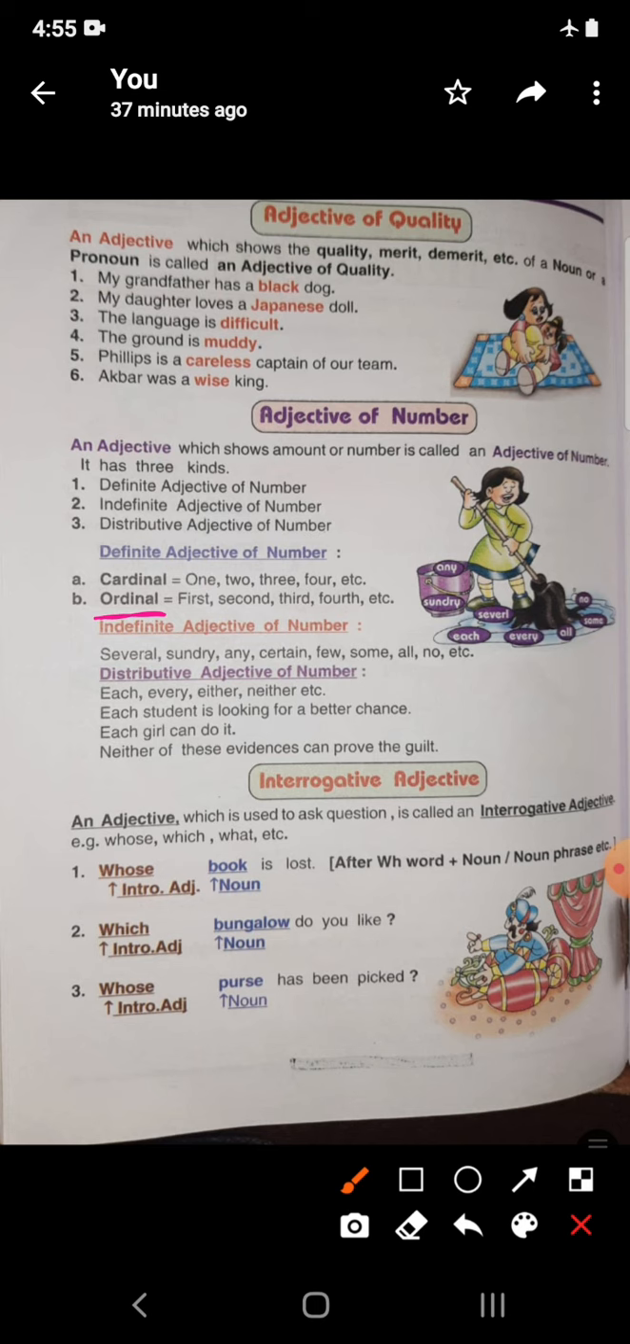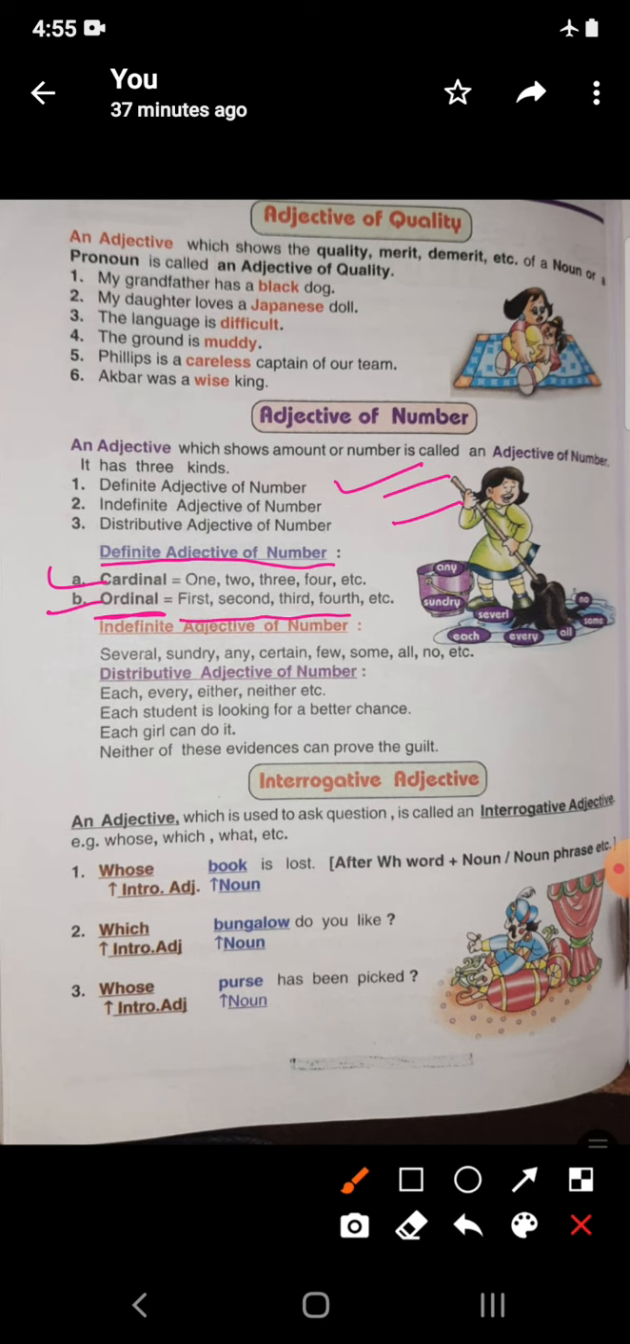So, adjective of number talks about the amount or number. And it is of three kinds, definite adjective of number, then indefinite adjective of number, distributive adjective of number. So, pehle humne definite adjective of number jana, jiski further two kinds hai, cardinal and ordinal. Cardinal talks about the number 1, 2, 3, etc. And ordinal talks about the order, first, second, third.